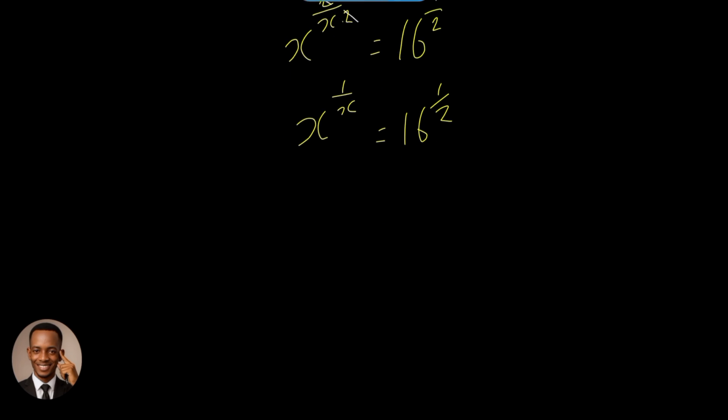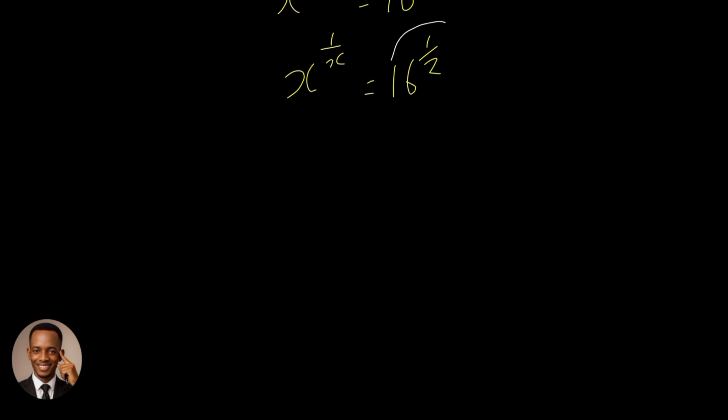Very good. We can simplify this number here because 16 to the power of 1 over 2 is the same thing as the square root of 16. Therefore, which will give us 4. So we have x to the power of 1 over x equals 4. Now, this is the big equation. What do we do from here? This is where many people will likely get stuck, because we have x to the power of 1 over x equals 4. How do we move further from here?